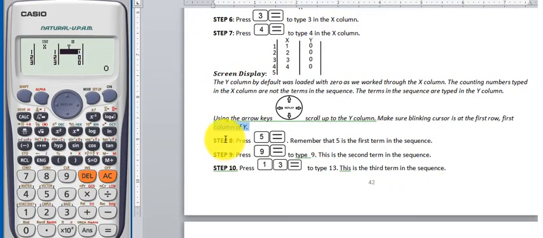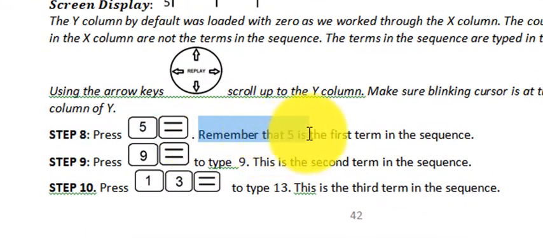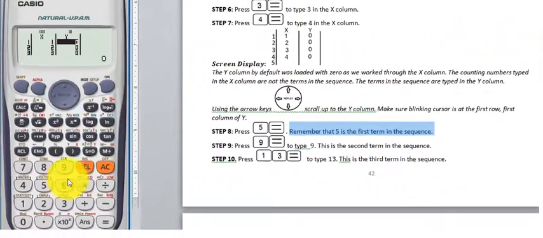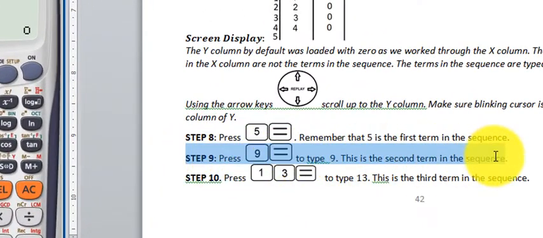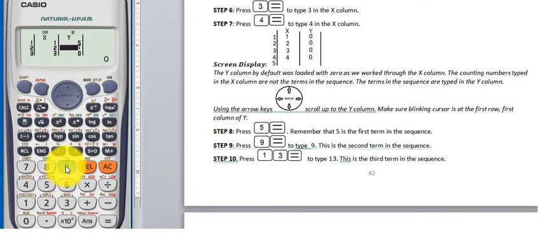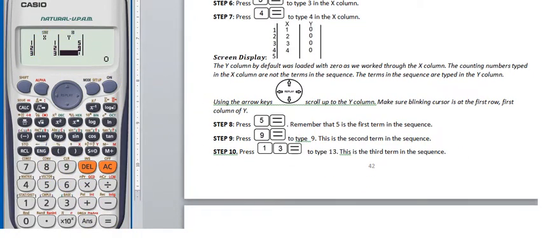Now what I'm going to do is to type the terms in the Y column. You know, I said that the Y column holds the actual terms. So step 8, we press 5, and remember that 5 is the first term in the sequence. So I press 5 and I press on the equal to. Step 9, I have to press 9 because 9 is the second term, and of course 9 will be typed against the number 2, which means the second term is 9.